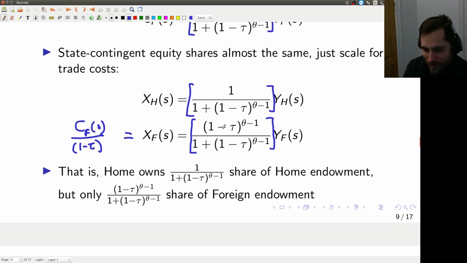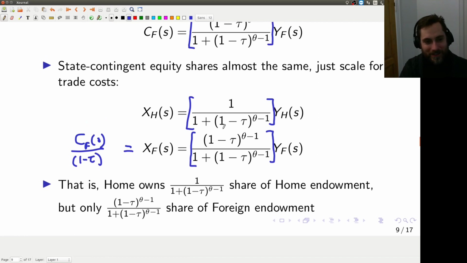Let's see what I wrote here. Okay, I just wrote what I just said. We can actually implement this Arrow-Debreu solution using a simpler instrument.